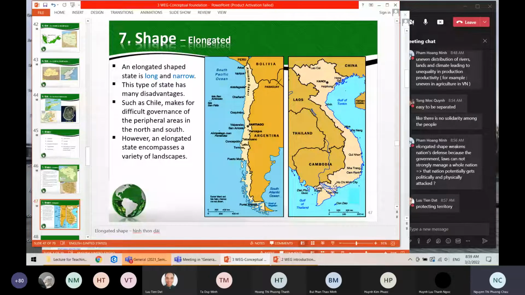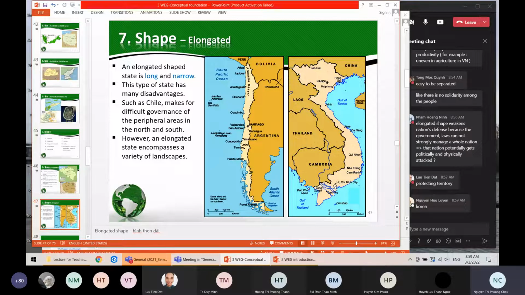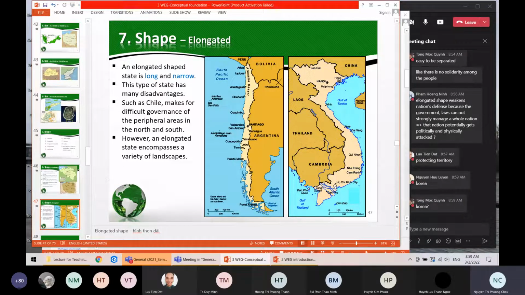Can you find other nations that have the same situation, divided into some parts? Yeah, from Tin Tak, sharing about protecting territory. That's what we are discussing. Yes. Can you find other nations that have the same situation of being divided? Hữu Luyến mentioned Korea. Yes, Mộc Quỳnh, Korea. Yes. And others? Other nations divided?